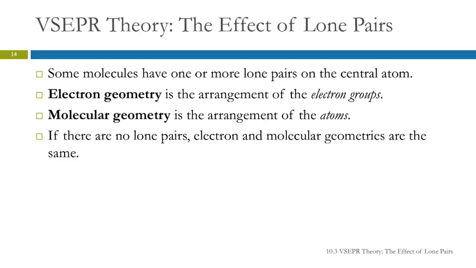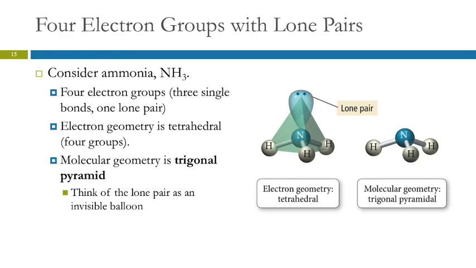When there are no lone pairs, these are the same. The electron geometry and the molecular geometry are the same. So let's look at ammonia. Here's the Lewis structure for ammonia. So there are 3 bonds and a lone pair on the central atom. That's 4 electron groups. And 4 groups arrange themselves like 4 balloons and make a tetrahedron.